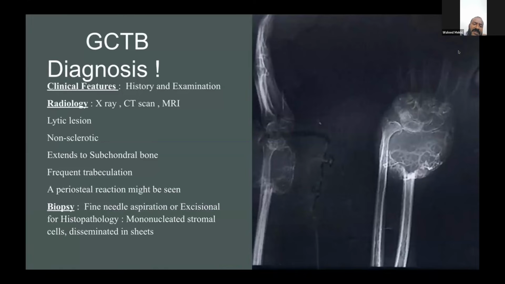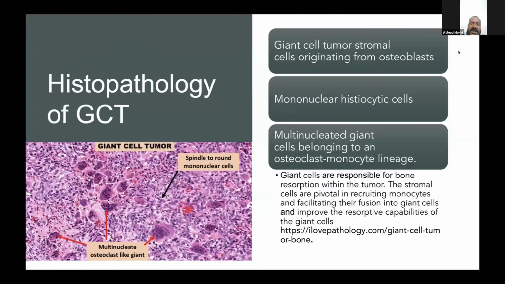And the third tool we have is the biopsy, where we can do fine needle aspiration or excisional biopsy for histopathology. The histopathology of the tumor shows a giant cell tumor with stromal cells originating from osteoblasts, and there are mononuclear histiocytic cells and multinucleated giant cells belonging to the osteoclast monocyte lineage.